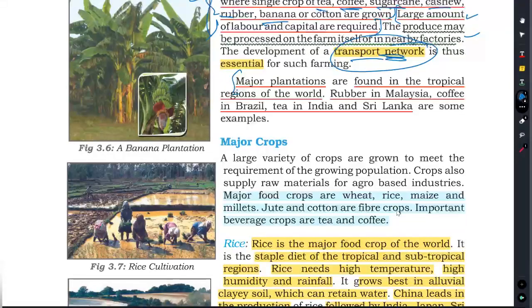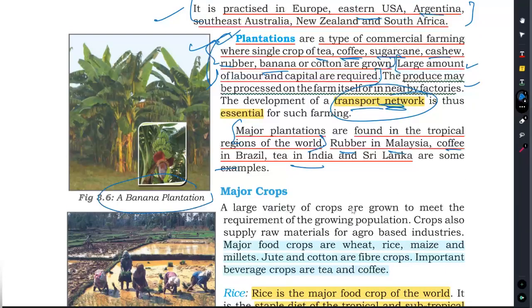Major plantations are found in tropical regions of the world. Rubber in Malaysia, coffee in Brazil, tea in India and Sri Lanka are some of the examples of major plantations in the world. Here you can see banana plantation.